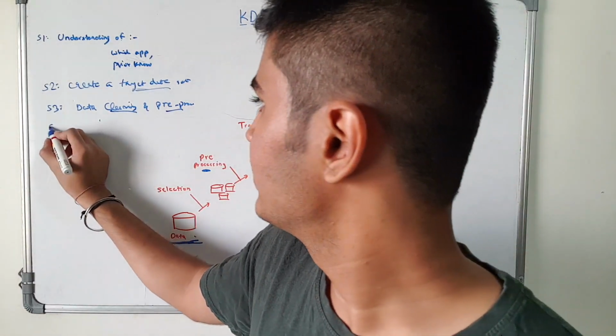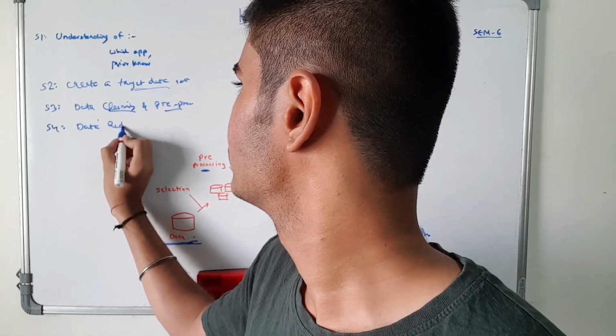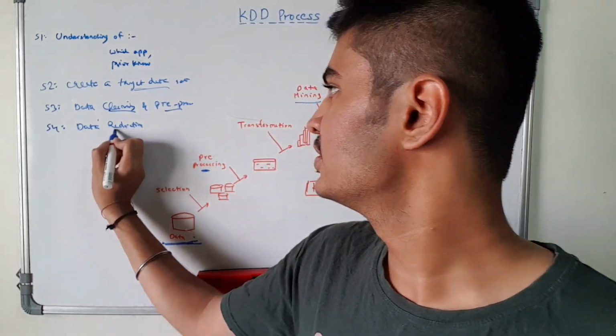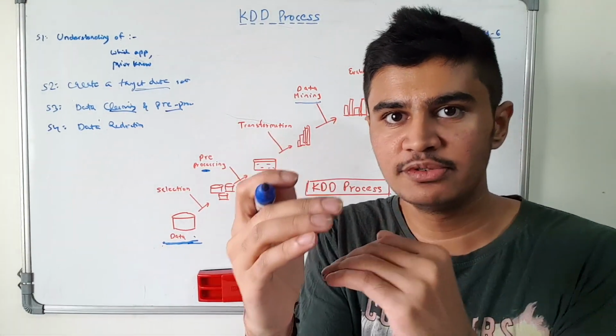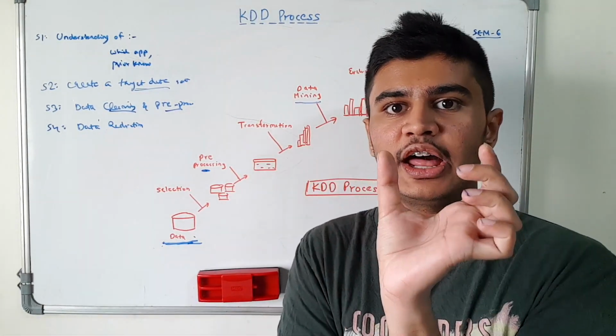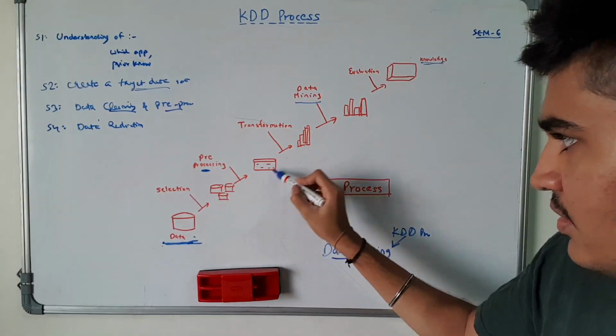Now the next step is data reduction. In this step, we will again reduce the data which we have pre-processed, so it will be just the target data which we want, and it will be further reduced in this process.